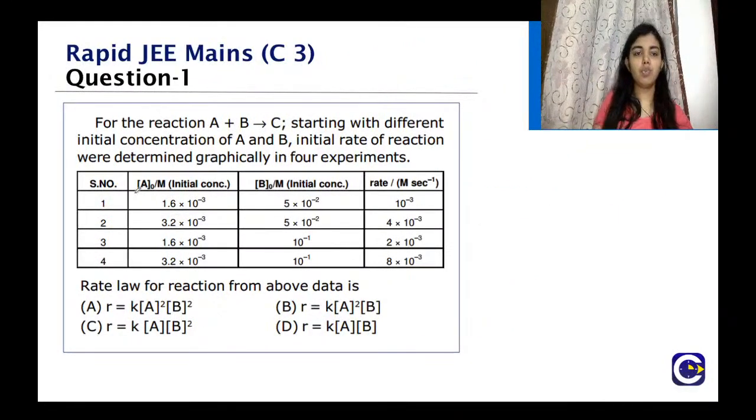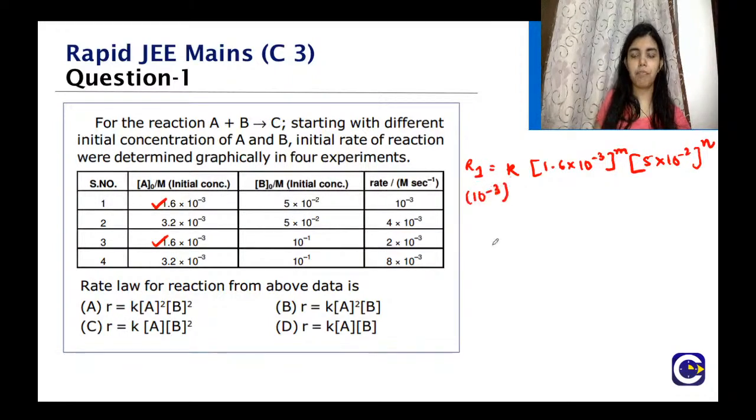Now we similarly have to find out the order of the reaction with respect to B. So we have to choose experiments in which the concentration of A is constant. Now if you see here, in the first and the third experiments, the concentration of A, 1.6, is constant and the concentration of B is changing. So we will write R1 equals K into 1.6 into 10 raised to the power minus 3 raised to the power m, and 5 into 10 raised to the power minus 2 raised to the power n. R1 is given as 10 raised to the power minus 3.